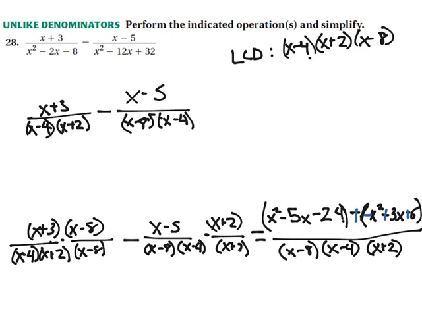Add up our like terms on top, and we end up with the x squareds cancel, negative 2x. The 24, negative 24 plus 6 is negative 18, all over x minus 8, x minus 4, x plus 2. And if we factored out on the top there, we wouldn't end up being able to cancel anything, so that is our final answer.